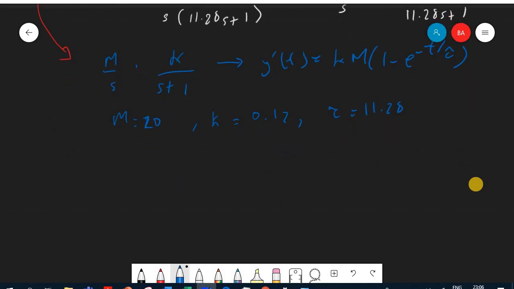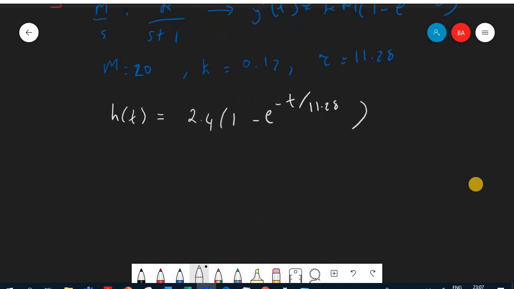So in that case, I'm going to have h of t, I'm going to write that in white. Okay, so h of t is equal to Km. Km is 20 into 0.12, and that is 2.4, into 1 minus e to the power minus t over tau, and tau is 11.28. Okay, so that's the first part. So that is for tank 1.